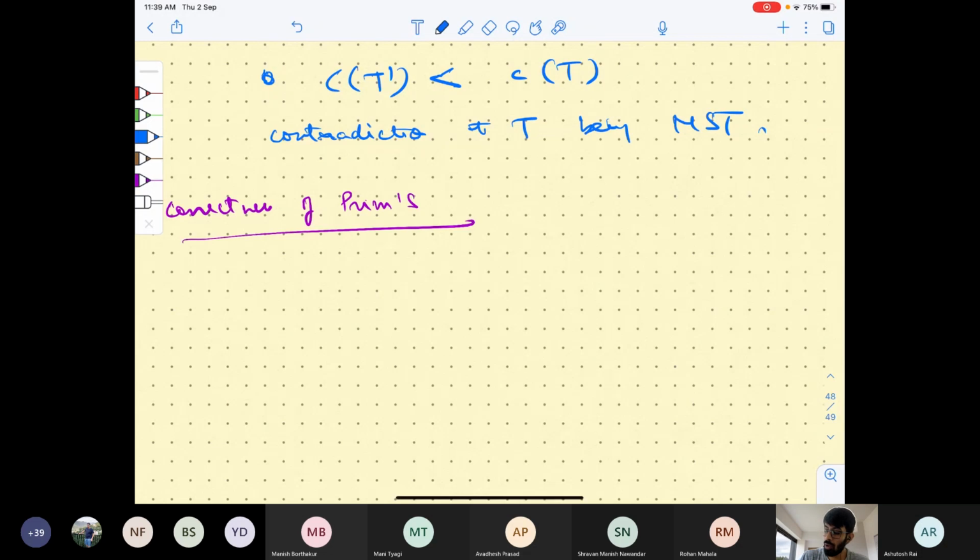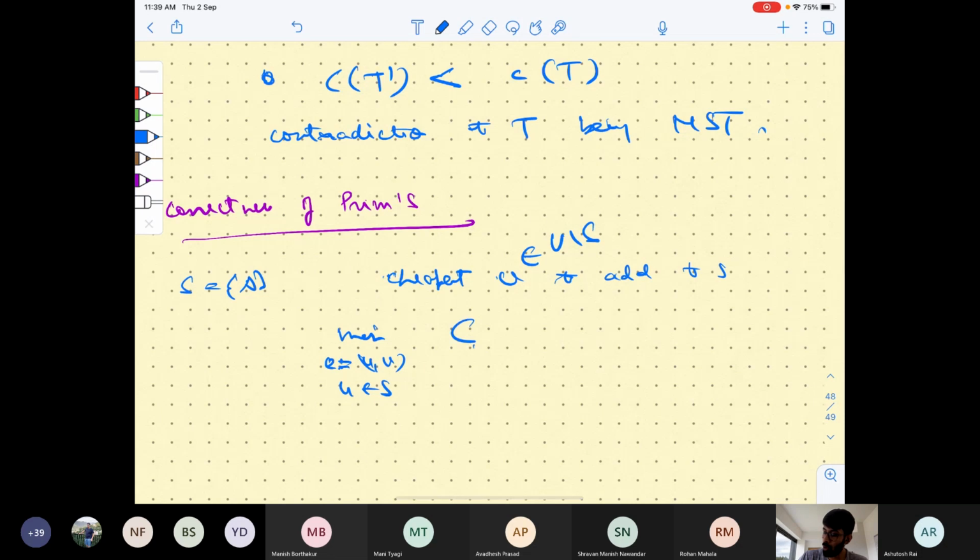So what does Prim's do? Prim starts with a vertex S and keeps finding the cheapest vertex V in V minus S to add to S. That is, it finds the minimum over all edges E equal to UV such that U is in S, of the cost of E. That is what it finds.